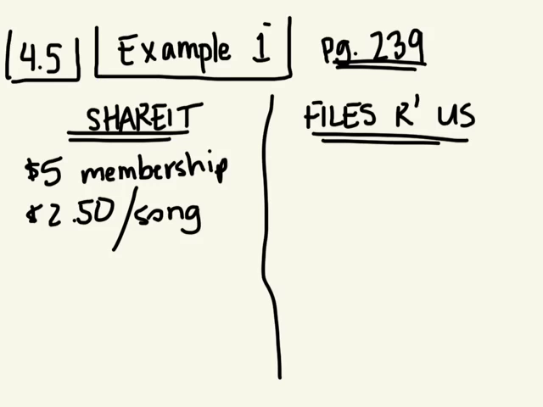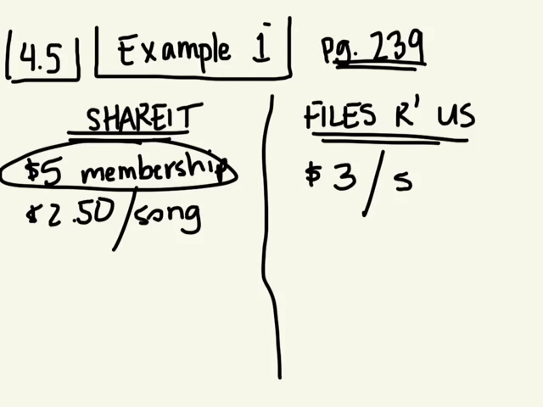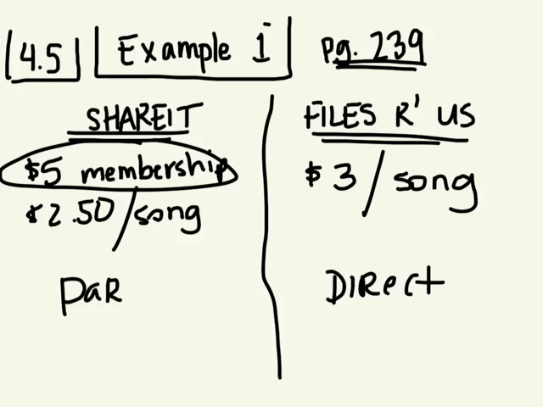If we were to graph this, do you think this is going to be direct or partial? Just by looking at this information. Partial, good. Because of what? Membership fee. Good. At Files Are Us, all they do is charge $3 per song. Would this be direct or partial? Good. So already you know that this is going to be a direct relation and this is going to be partial.